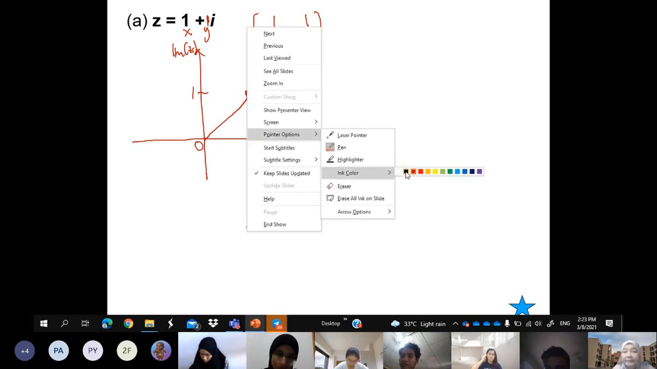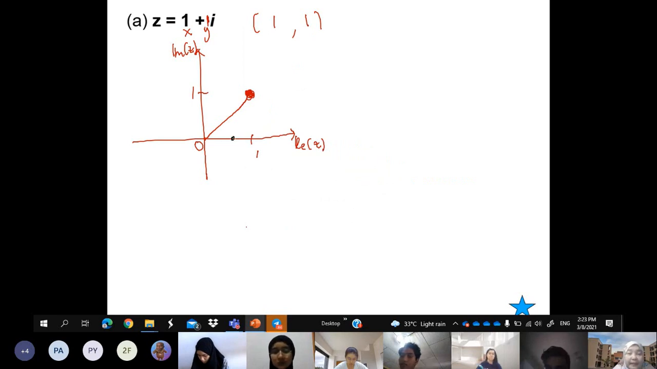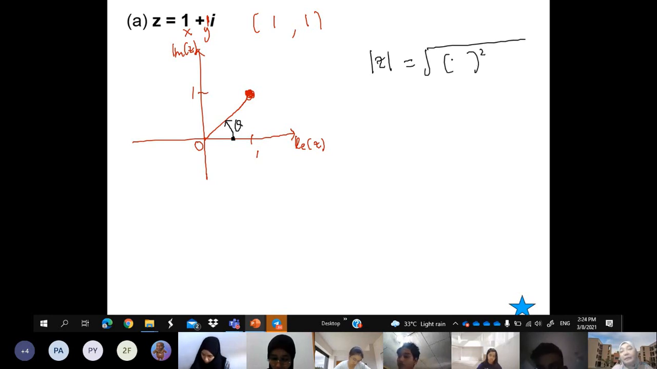Theta is from the positive x-axis to the line. This is theta. The Argand diagram is done. Now you need to find the modulus of z. The formula is the square root of x squared plus y squared. Here it is 1, 1, so substitute: 1 plus 1 is 2. So the modulus is root 2. Simple Pythagoras theorem.